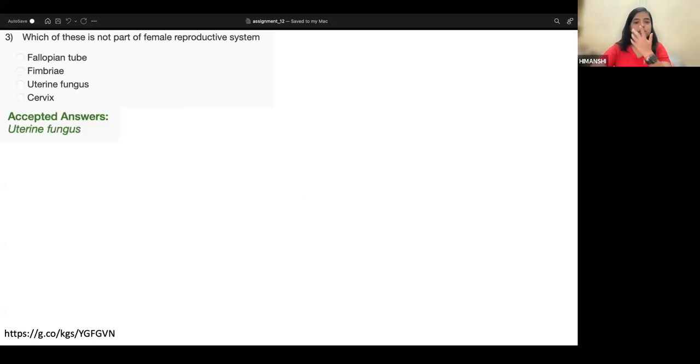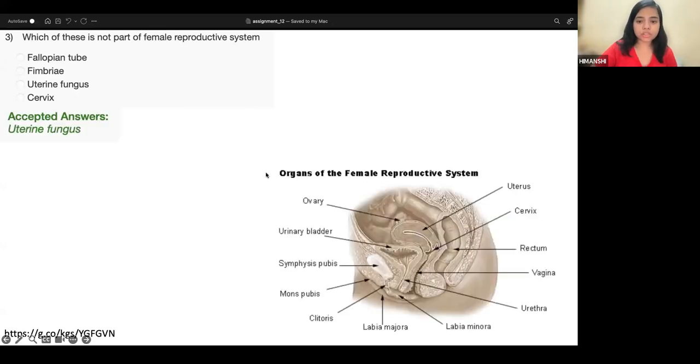The correct answer is uterine fundus, obviously. So these are the major parts which are associated with the female reproductive system. As you can see here: ovary, urinary bladder, symphysis pubis, mons pubis, clitoris, labia majora, labia minora, urethra, vagina, rectum, cervix, and uterus.